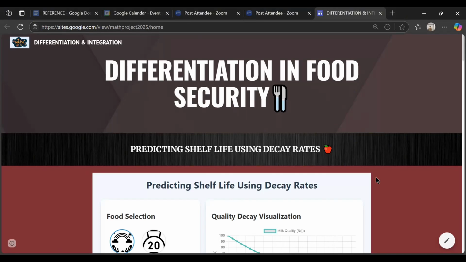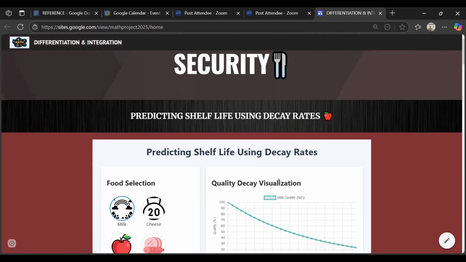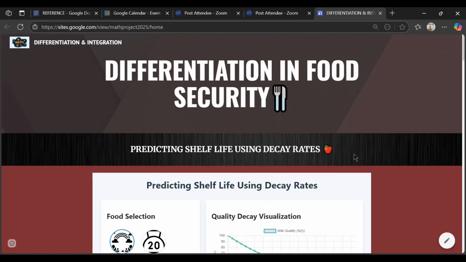So the title is Differentiation in Food Security, and the scope is we are focusing on predicting shelf life using decay rates. I've used a few AI tools to create the elements inside this website. After this, I will explain them one by one.